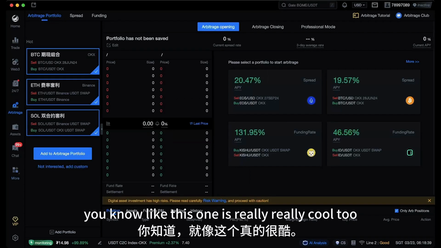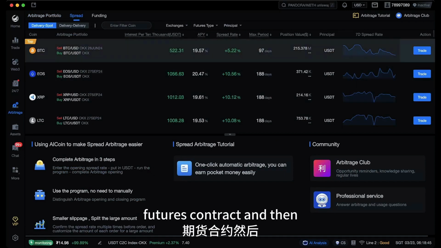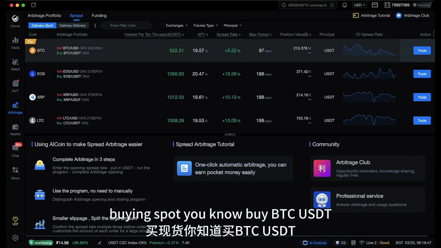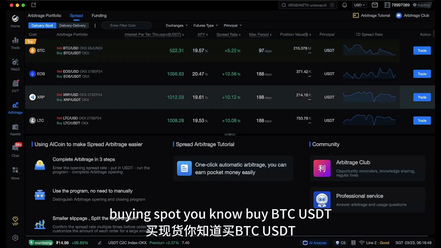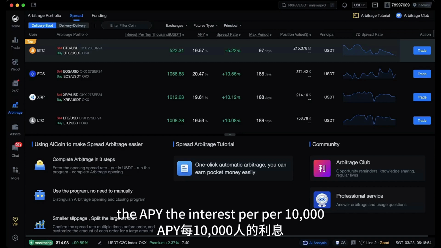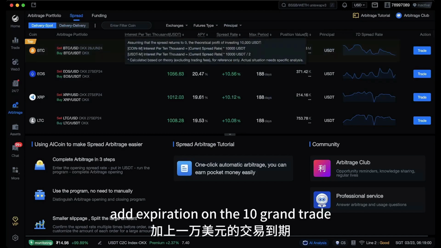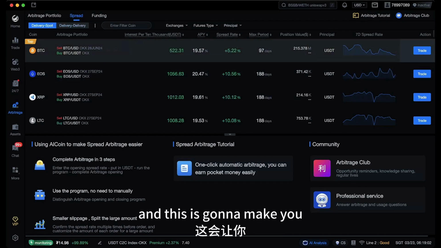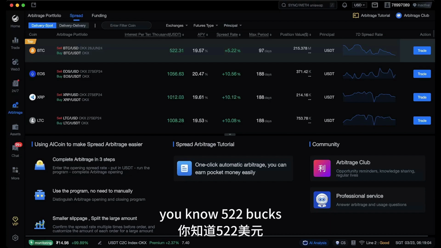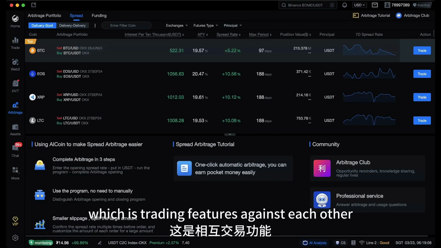There's a lot of different arbitrages you can do. This is more futures stuff. This one's really, really cool too. This one is shorting a futures contract and then buying spot, buying BTC USDT with delivery spot. As you can see here, the APY, the interest per 10,000. Interest per 10,000 is just how much money we're going to make at expiration on a 10 grand trade. And this is going to make you 522 bucks.